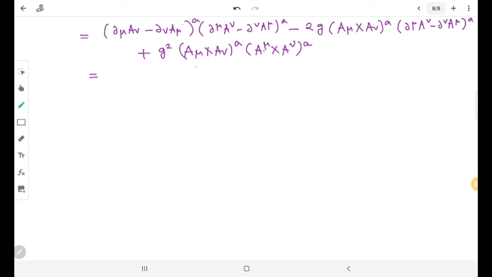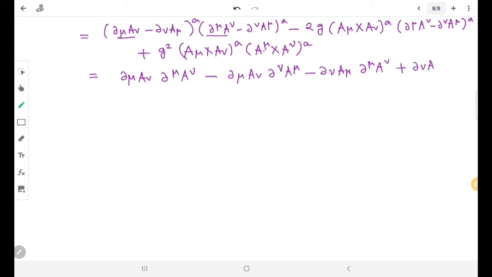Okay, so here you see the first term is how much? This is actually multiplication of this and this. Here we shall write something like this: partial mu a nu, and then partial mu a nu, and then partial mu a nu, and then partial nu a mu, and then partial nu a mu, and then partial mu a nu, and then finally partial nu a mu and partial nu a mu. So this is the first term.